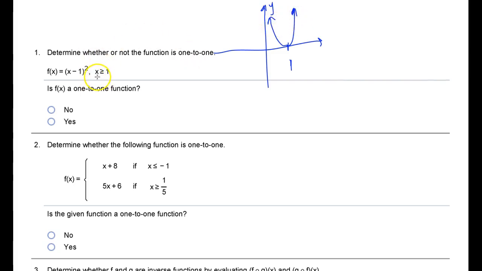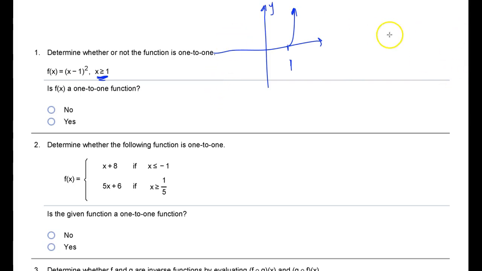Now, this says that our domain is restricted for values of x being greater than or equal to 1. So that means all my points to the left of x equals 1, I have to get rid of. So this is what my resulting function would look like.